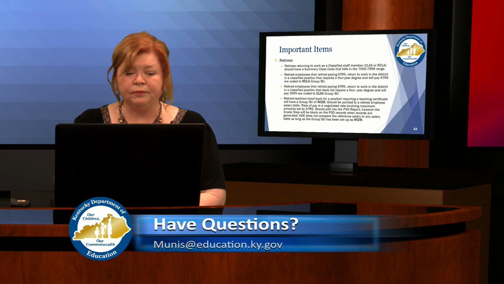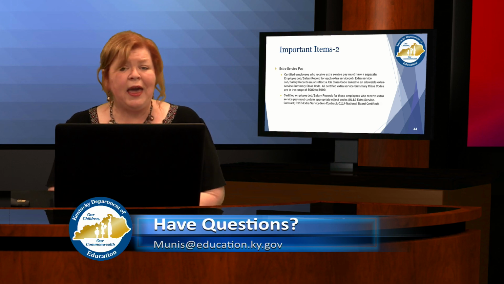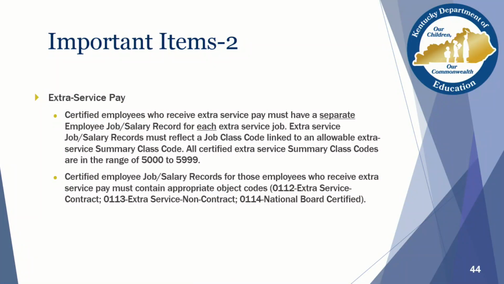Extra service pay. Certified employees who receive extra service must have a separate employee job salary record for each service job. Each service job salary record must reflect a job class code linked to an allowable extra service summary class code, and all certified extra service summary class codes are in the range of 5,000 to 5,999. And certified employee job salary records for those employees who receive extra service pay must contain the appropriate object codes, 0112, 13, or 14.